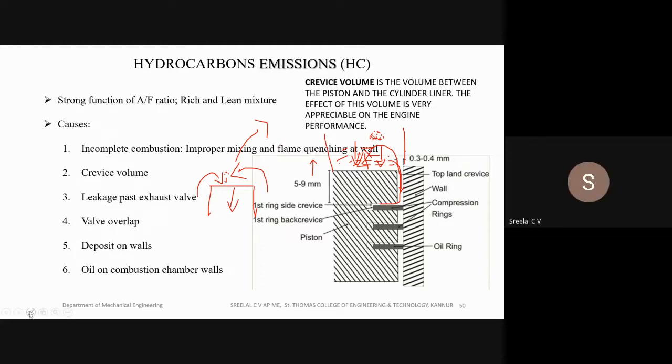Okay, very good. And the next one is the leakage past the exhaust valve. Nothing but the leakage of this particular exhaust valve, and this valve overlap. Can you please tell me what is meant by this particular valve overlap? What would it be?